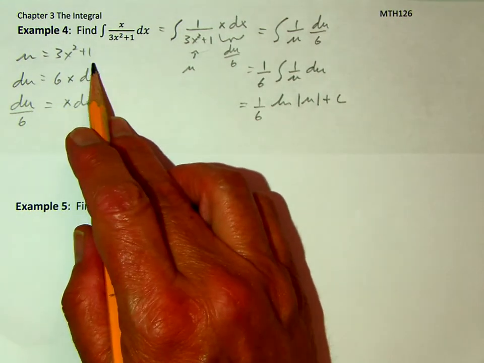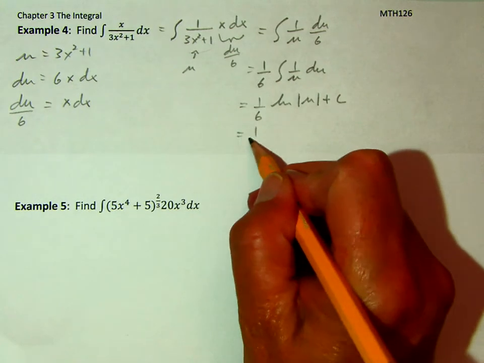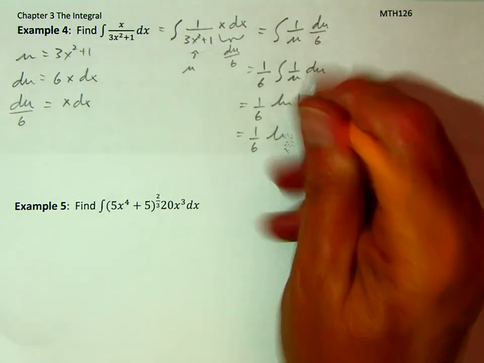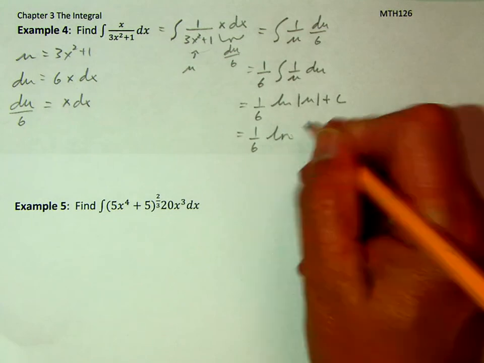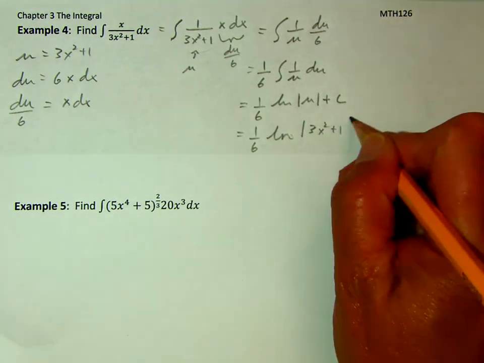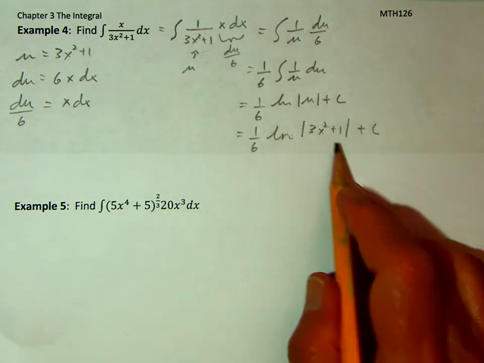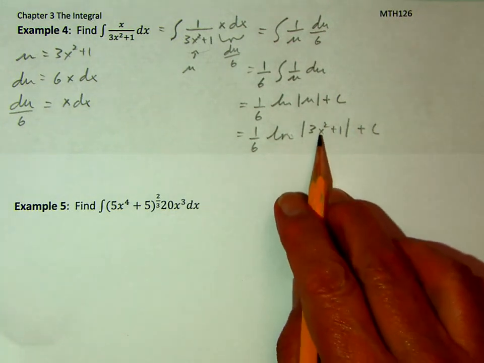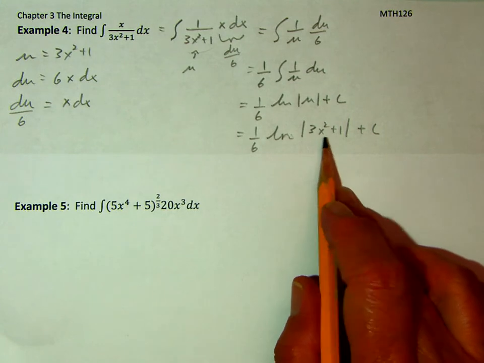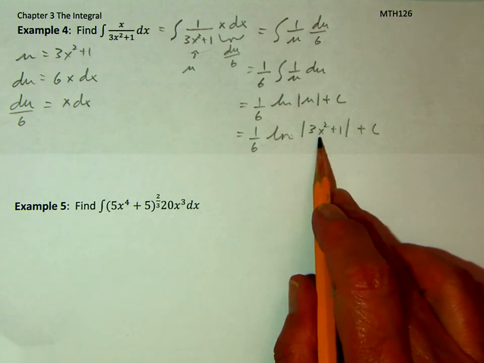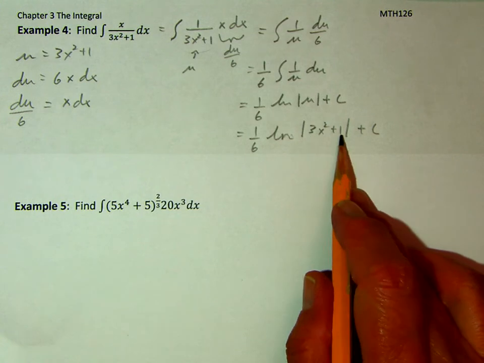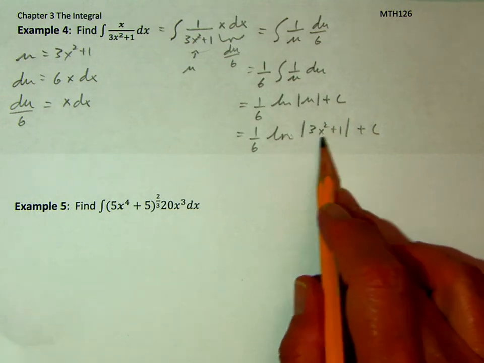Sub back in for u. U is 3x squared plus 1. So 1/6 natural log of the absolute value of 3x squared plus 1 plus c. Now it doesn't matter what x is. For this particular argument of the natural log, any x I put in here, once I square it, I'm going to get a positive number. Multiply it by 3 and add 1, I'm still going to have a positive number.